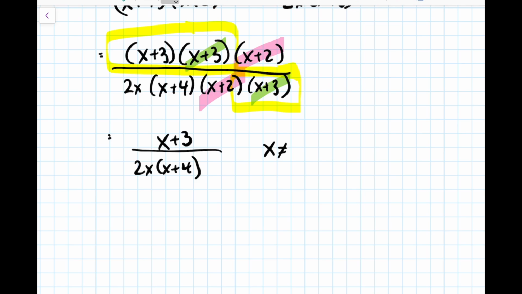So at the end of this, we've got a bunch. Our NPVs are x cannot be 0, -4, -2, or -3, which we can get just from all of our factors here from before we canceled things out.